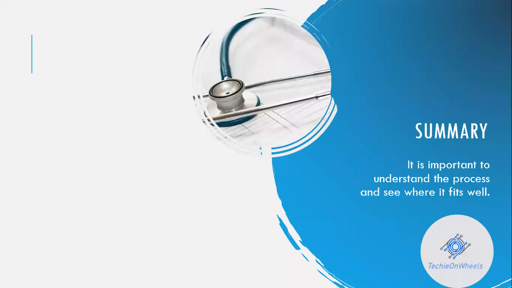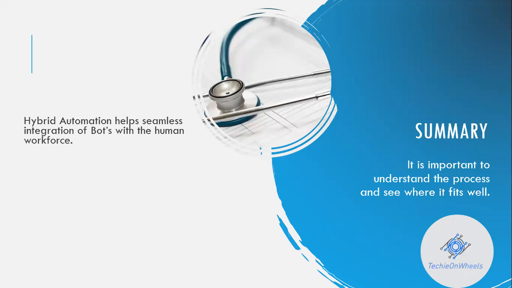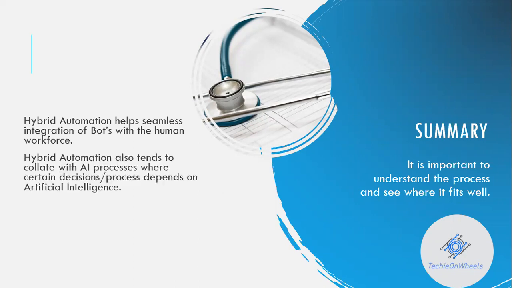So summarizing all of these, it is important to understand where the process fits well, which criteria does it belong to. And on higher level, just to summarize, there are a few points which will help you understand hybrid automation better, which means that if I say hybrid automation, it helps in a seamless integration between bot and human workforce, so that they can both work in sync and correlation. Also, hybrid automation tends to collate with AI processes nowadays, where this decision, instead of a human, an artificial intelligent system would be taking, and in correlation the bot can work. Also, there is a very good concept of RE which has been brought up by Automation Anywhere.